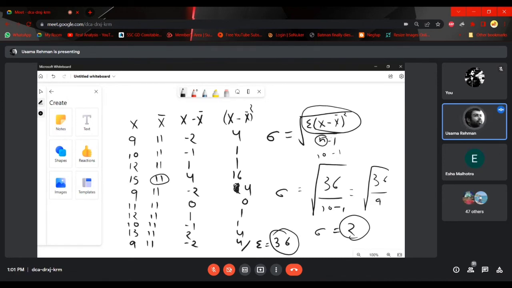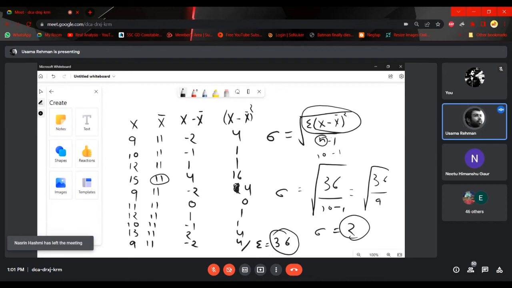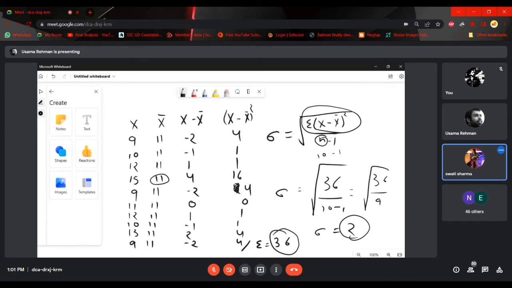Any questions up to here? Sir, I'm asking why we are finding deviation. Why are we finding deviation? To explain the data in a better way, to describe the data in a better way, to know how the scores are deviated from the mean. I gave a complete example already. Should I move ahead, or explain this again?